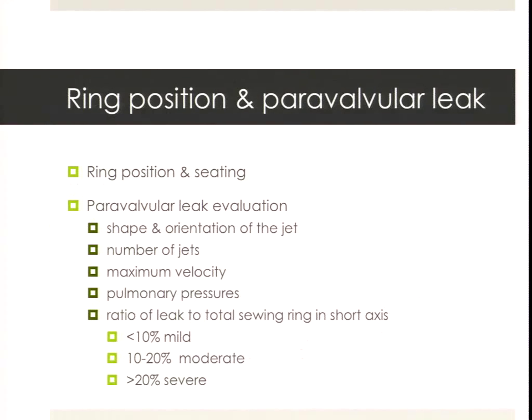So what are we looking at? Unfortunately, there's no golden rule on how this works, but the things that we're looking at are the shape and the orientation of the jet, the number of jets, the maximum velocity associated with the jets, what's happening with the pulmonary pressures, what's happening in the left atrium and the left atrial pressure, and what's the ratio of the leak to the total sewing ring that's been put in. And you can see it on 3D, or you can just do it with 2D by rotating, putting your colour on, watching it go through the sector of rotation and counting the rotation sector that you've occupied.